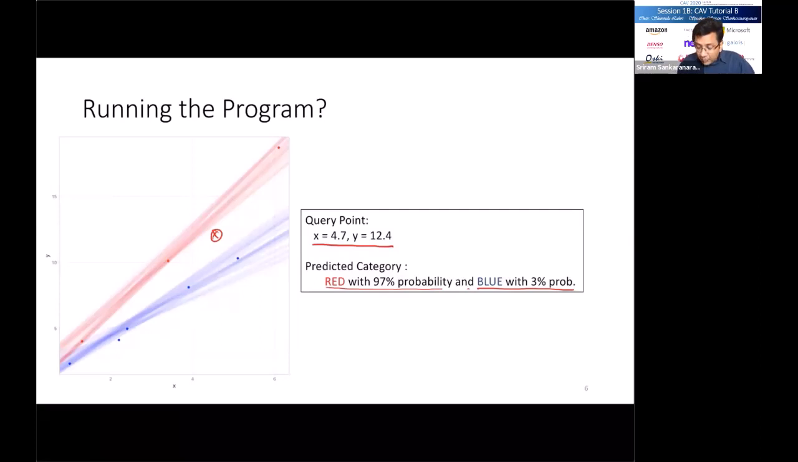And instead of predicting whether a particular point is definitely red or definitely blue, this kind of inference gives you a probability. It says, I think it's red with 97% probability, and I think it's blue with 3% probability. So this is essentially a big difference between probabilistic programming in the Bayesian sense, where you get a bunch of hypotheses, versus trying to find a single hypothesis, which is also something probabilistic programs can do.